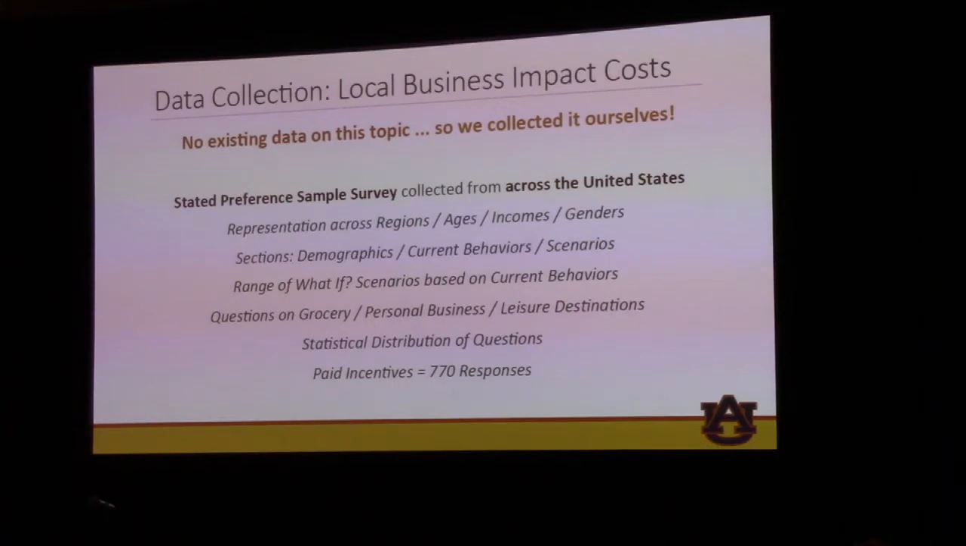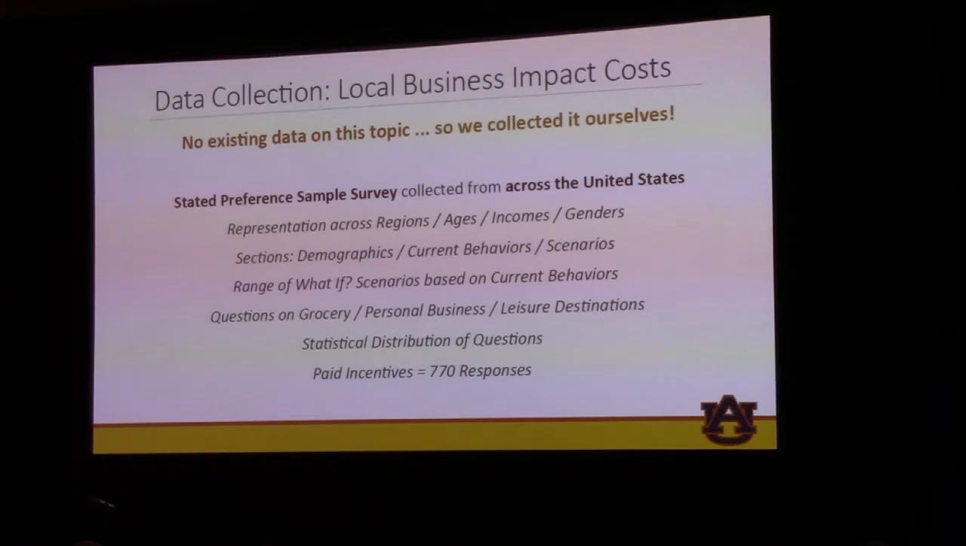So we worked really hard and had great support from NAPA to make this a representative survey that we had, a paid sample from across the entire United States. So regions, age groups, incomes, and genders were all matched to the US Census. We had information collected about demographics, current behaviors, different scenarios, and I'll give you an idea of what those are in just one second. But at the end of the day, we had 770 responses, a full, complete setup from all these different scenarios. And we put these people taking the survey through the ringer. We asked them lots of different things and got great results from it.